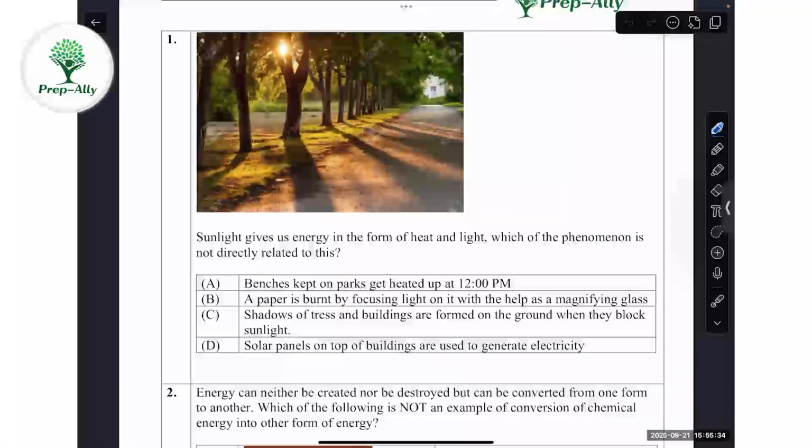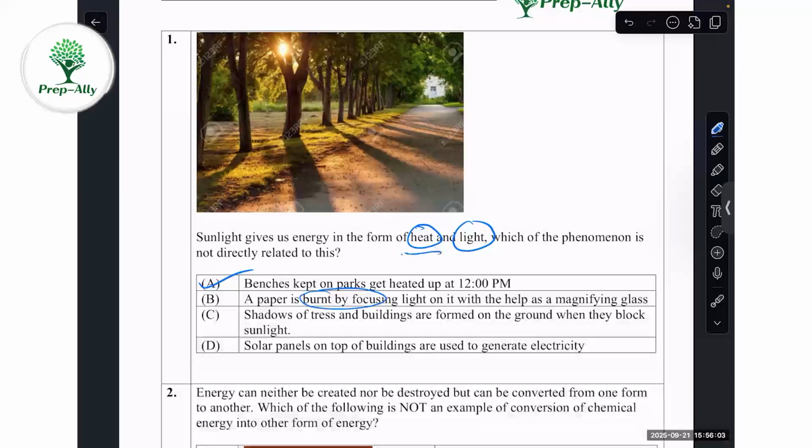So in question number 1, sunlight gives us energy in the form of heat and light. Which of the phenomenon is not directly related to this? So they are talking about heat and light. Here benches kept will get heated up. So that is definitely related with heating due to sun. Paper is burned by focusing light on it. Again, burnt is definitely related to heating. That is also correct related to this.